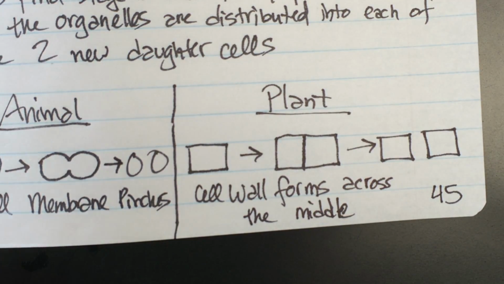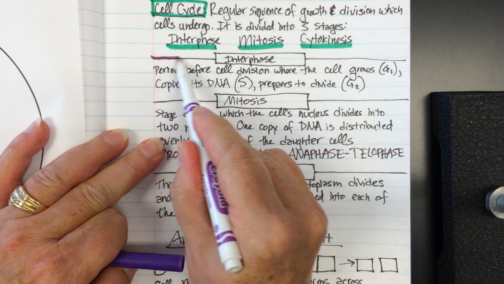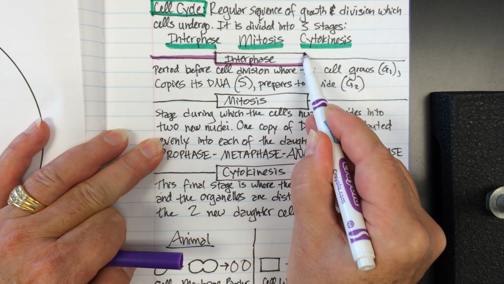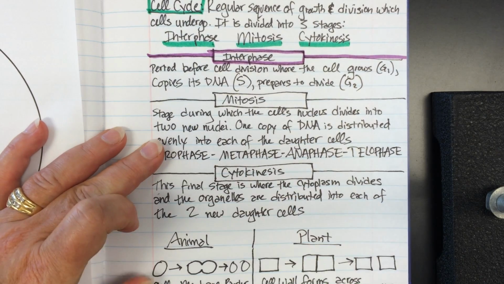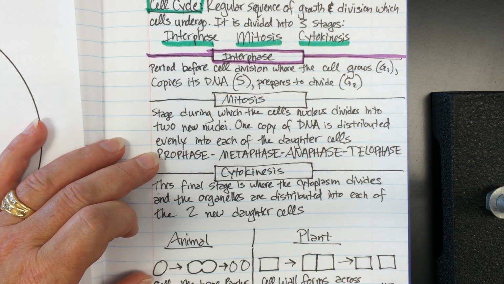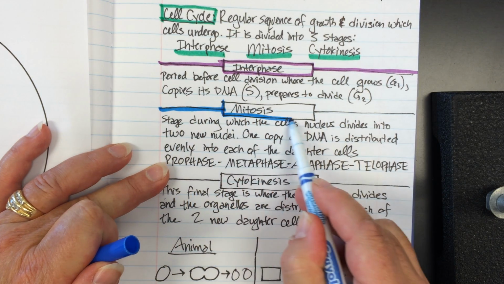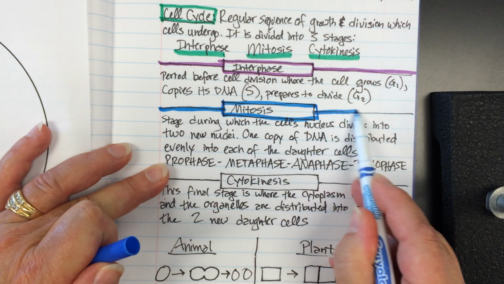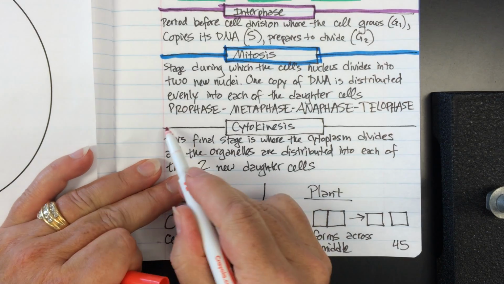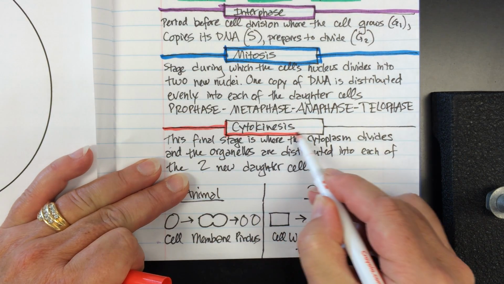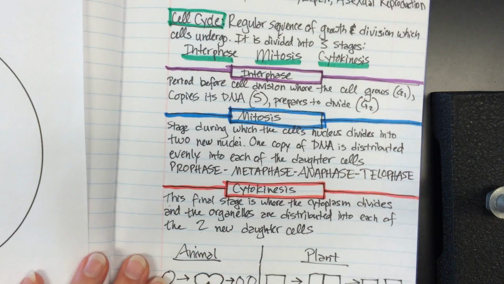So if I was you, I would go back and maybe make each one a different color so you can remember. There are three stages. Three stages. Not to be confused with the fact that there's going to be four phases when we get to mitosis. And those are your notes on the cell cycle. The three main stages are interphase, mitosis, and cytokinesis. And there you go.